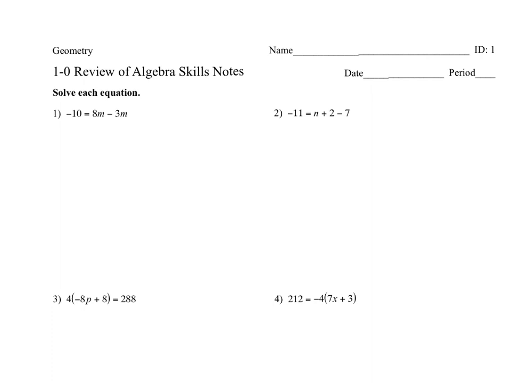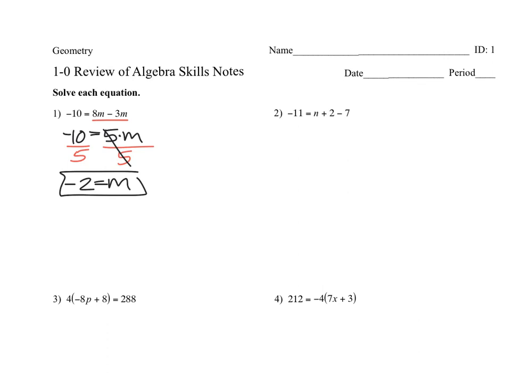solving here for m. First thing we want to do is combine our like terms. So 8m minus 3m, if we combine those, we get 5m. So we got negative 10 equals 5m. Now remember, this is multiplication, so when you're solving an equation, you got to do the opposite. So the opposite of multiply by 5 is to divide by 5. So we divide both sides by 5, because whatever you do on one side, you got to do to the other. So those are going to cancel there. Negative 10 divided by 5 is negative 2. And there's our m.